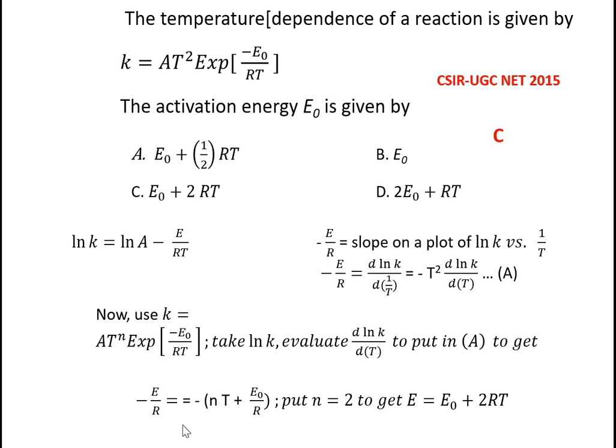So here it's solved also. Minus E by R you will get by evaluating all these steps and putting finally n equal to 2, because I started with T to the power n, but here it is T to the power 2. So n equal to 2, and you will get E equal to E0 plus 2RT, and that is option C. Okay. Next question.